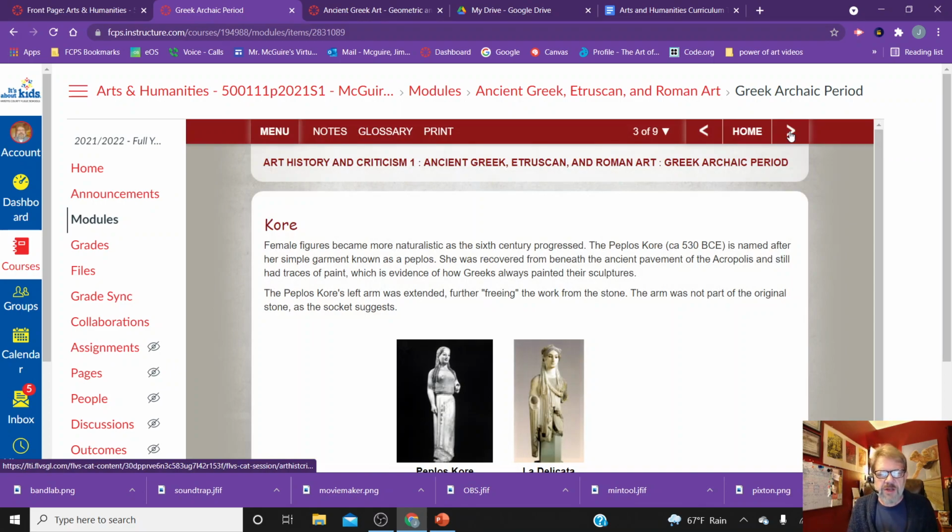Female figures became more naturalistic as the 6th century progressed. The peplos kore is named for a simple garment known as a peplos. I'm hoping I'm pronouncing that correctly. She was recovered from beneath the ancient pavement of the Acropolis and still had traces of paint, which is evident of how Greeks always painted their sculptures.